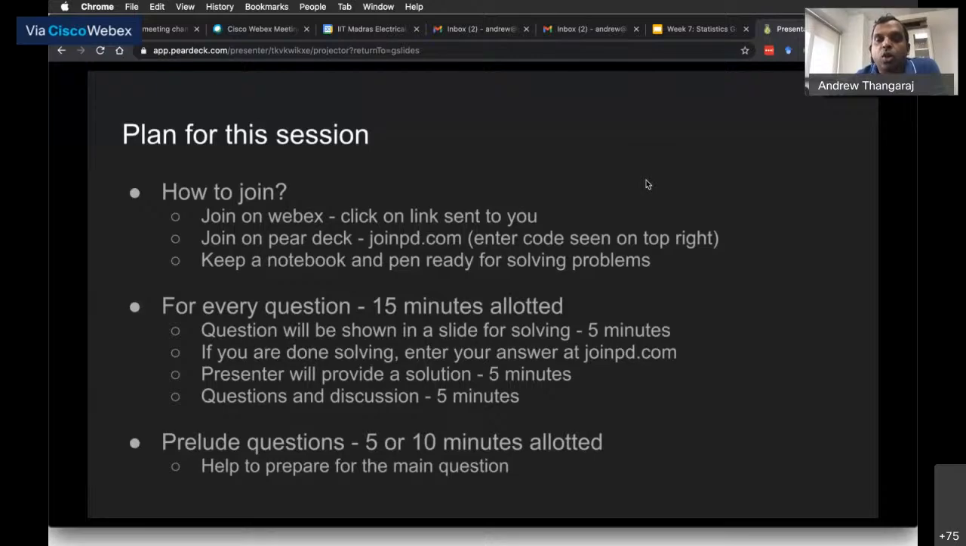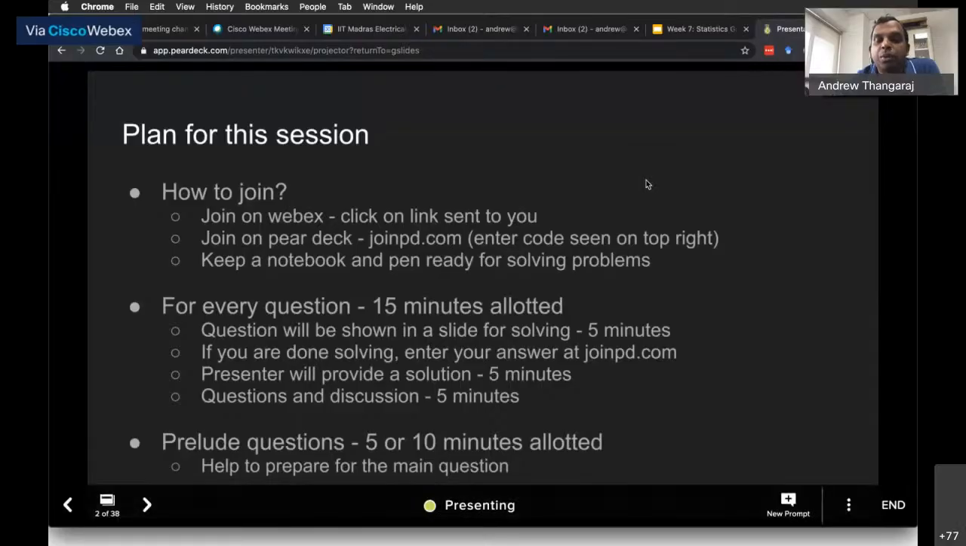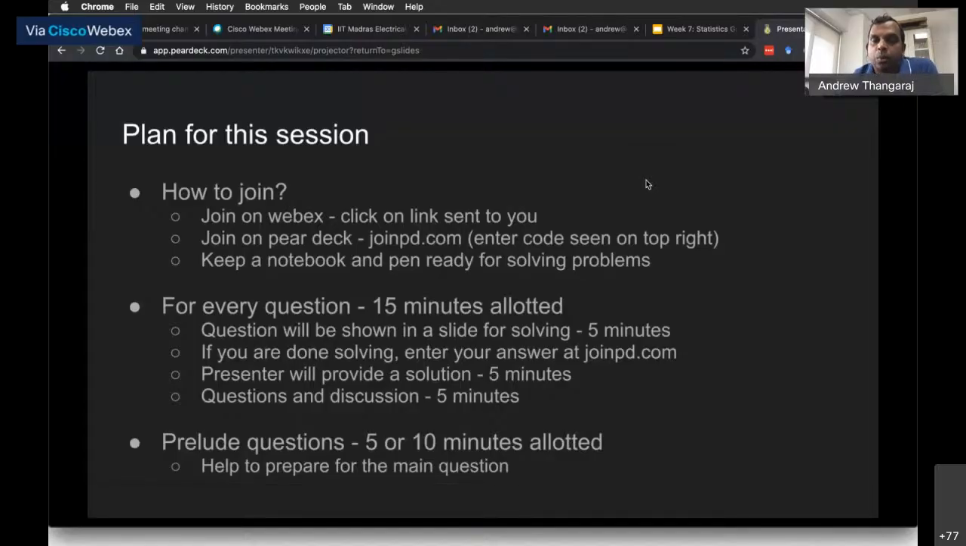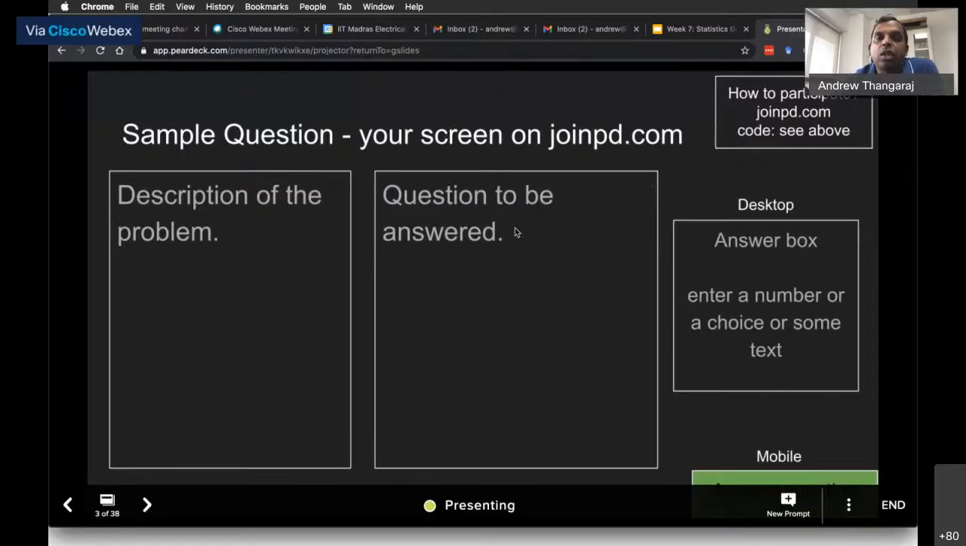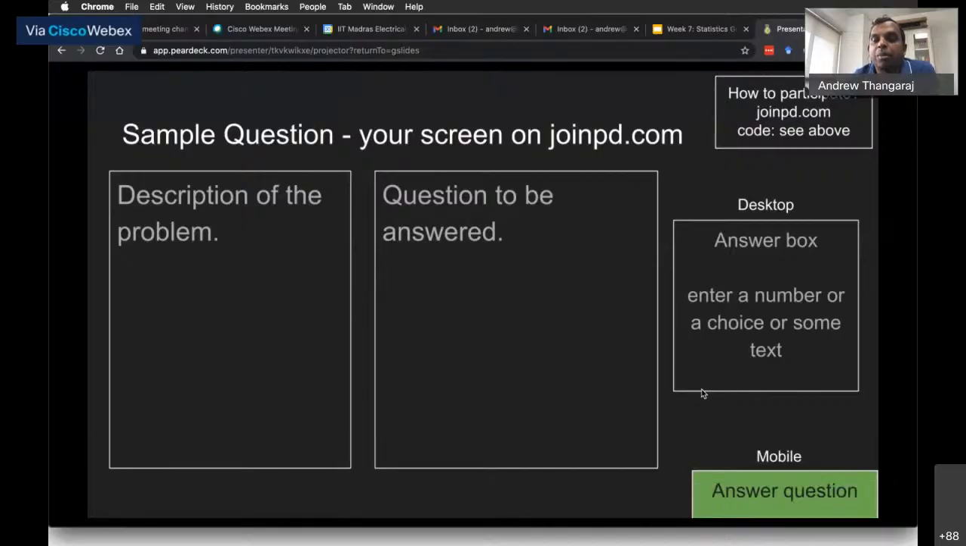Let me walk you through how your screen will look. I think many of you who've done this before maybe know how it will look, but still, it's good to go through it. This is how a typical question screen will look. The description of the problem will come on the left, the actual question that needs to be answered will come in the middle, and your options will be shown on the right. If you're on a desktop, you will see a small box where you enter the answer, and it will just come to us. There's no need to submit separately.